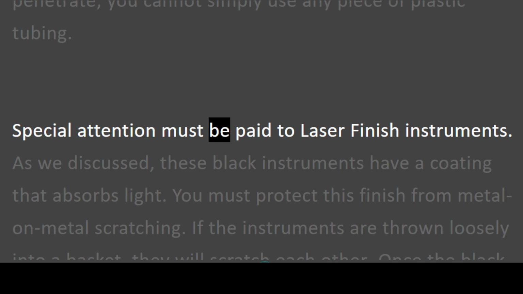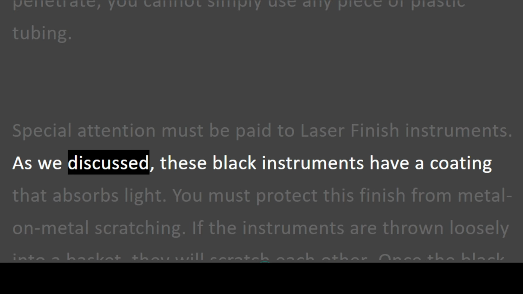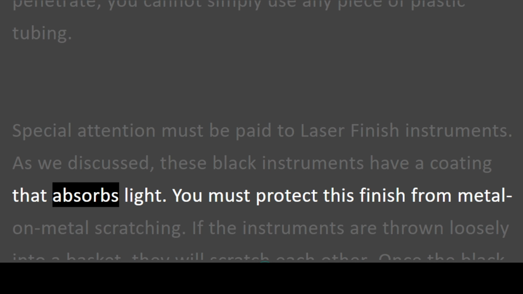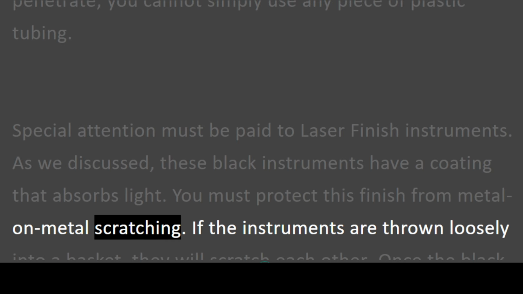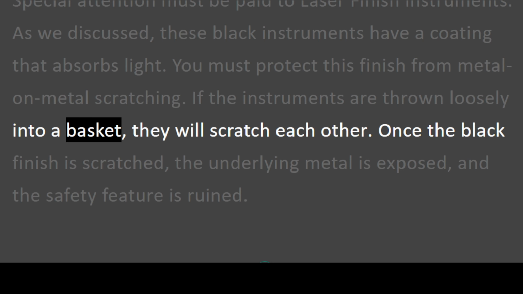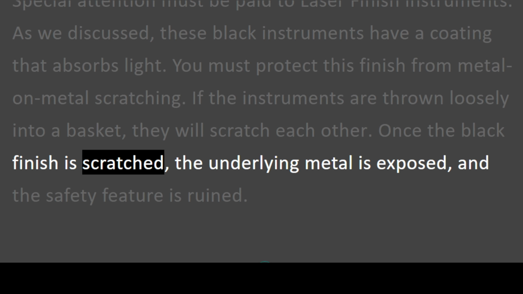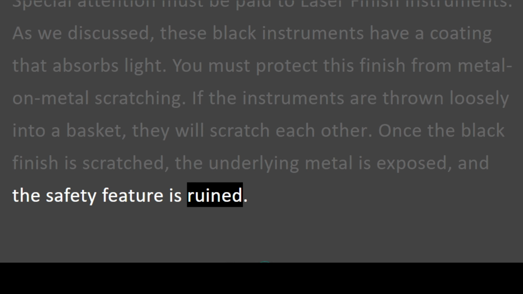Special attention must be paid to laser finish instruments. As we discussed, these black instruments have a coating that absorbs light. You must protect this finish from metal-on-metal scratching. If the instruments are thrown loosely into a basket, they will scratch each other. Once the black finish is scratched, the underlying metal is exposed, and the safety feature is ruined.